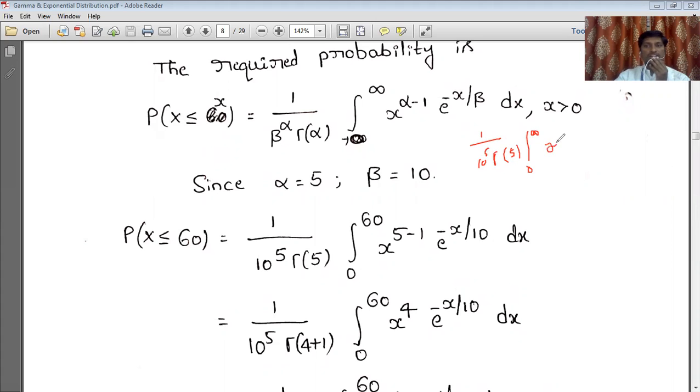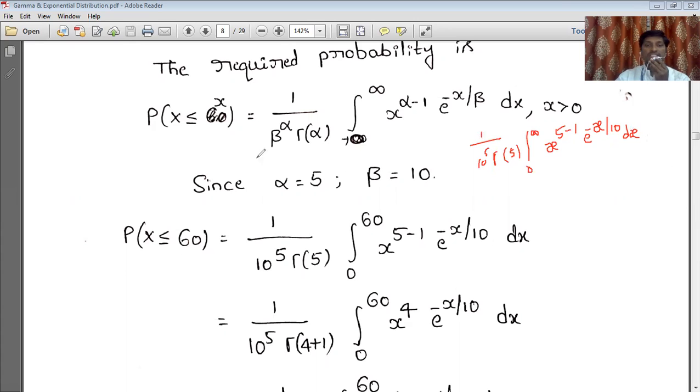So x power alpha is nothing but here 5, so 5 minus 1, and e power minus x by beta. Beta is nothing but 10, and dx as it is. Simply here we are substituting all these values in the formula and then we are calculating.